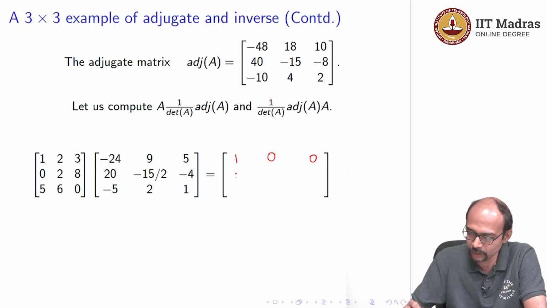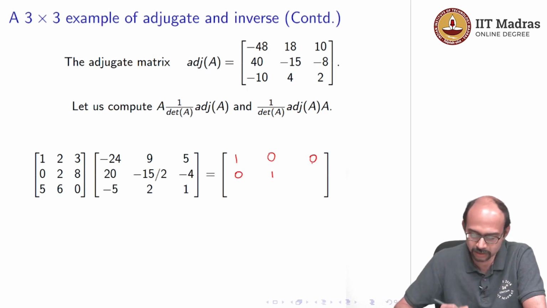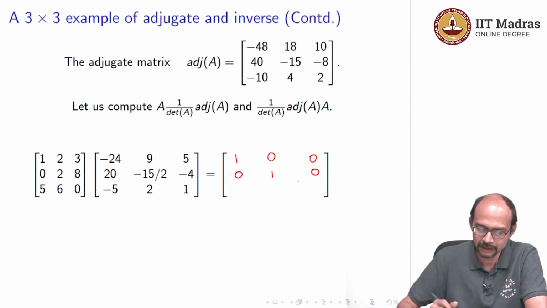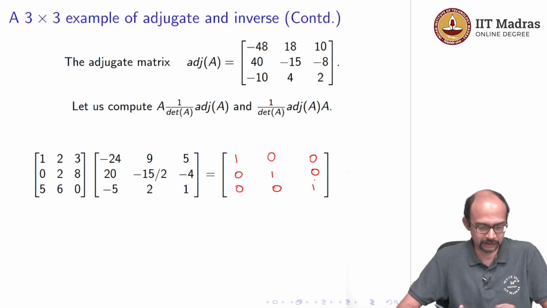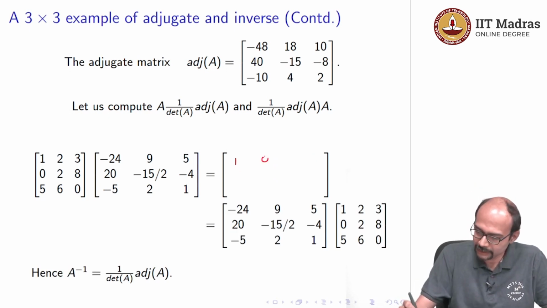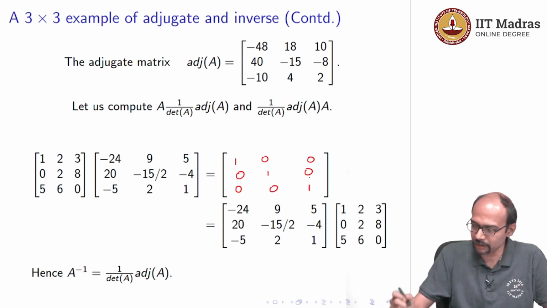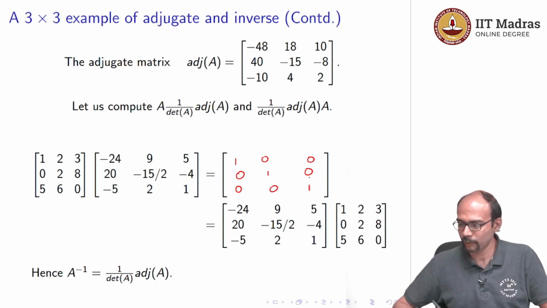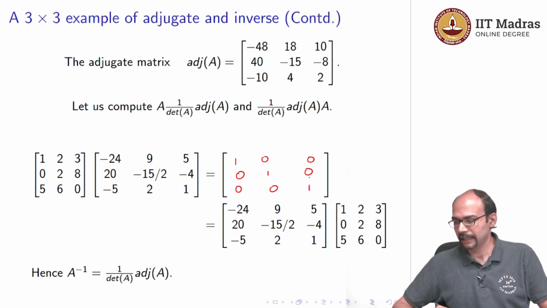So, you are going to get 1 0 0, 0 1. Let us do this term just for fun. So, this is the 2 3 term. So, that is 0 times 5 plus 2 times minus 4 plus 8 times 1, clearly that is 0, and then the rest is going to be 0 0 1. So, this is going to give you the identity matrix. Okay. And now you can do it the other way, and you can check that you still get the identity matrix. So, if you multiply minus 24, 9, 5, 20, minus 15 by 2, minus 4, minus 5, 2, 1, that is 1 by determinant of A times adjugate A, and multiply A on the right, you are still going to get the identity matrix.